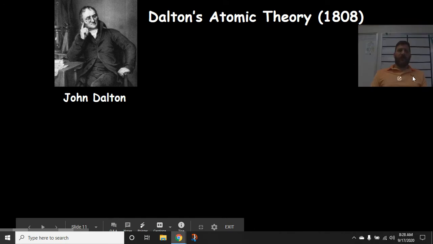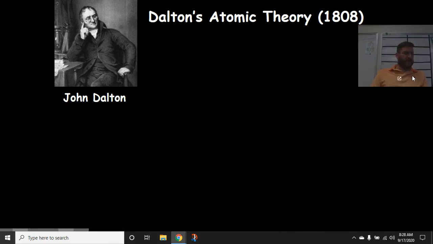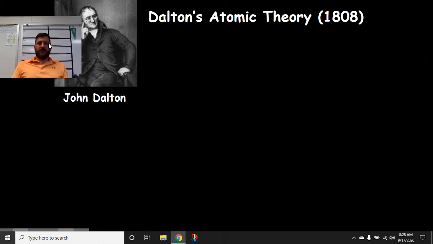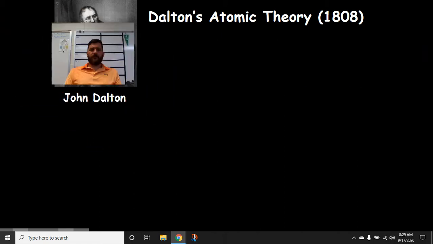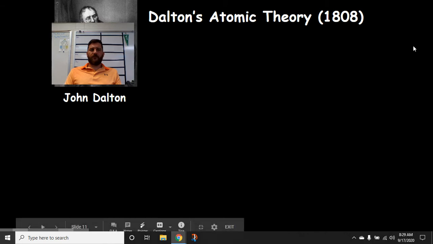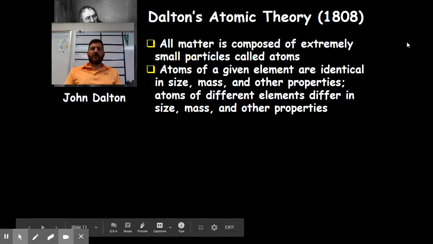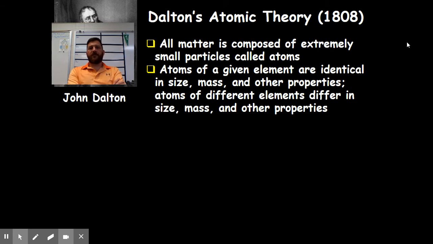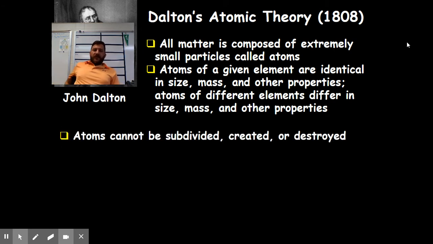Dalton in 1808 came up with his postulates, or his atomic theory. He said that all matter is composed of extremely small particles called atoms. He said that atoms of a given element are identical in size, mass, and other properties, and atoms of different elements differ. He also said that atoms cannot be subdivided, created, nor destroyed.